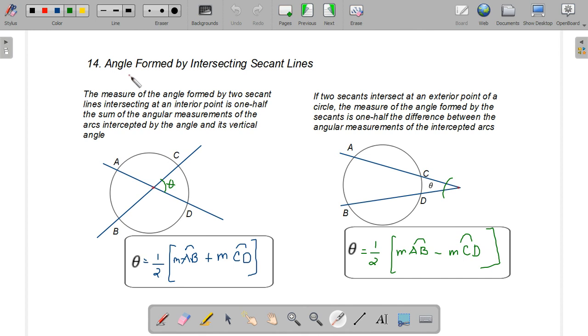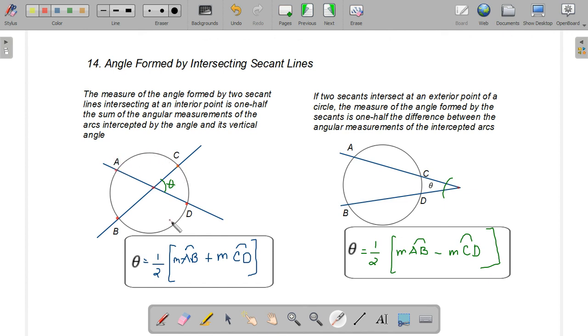Okay, so next we have angle formed by intersecting secant lines. Now, this is secant lines because it intersects 2 points on the circle. Okay. So, nag-intersect siya dito, dito, and na-intersect din siya dito, as well as here and here. So, but they intersect inside. Now, the angle that is formed, yung angle na na-form by the intersection is called the theta. Okay, so the measure of the angle formed by two secant lines intersecting at an interior point is 1/2 the sum of the angular measurements of the arcs intercepted by the angle and its vertical angle. So, ibig sabihin, 1/2 lang yung theta na to by the sum of the arcs.